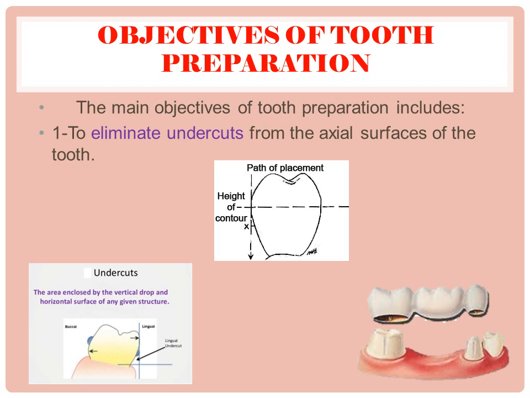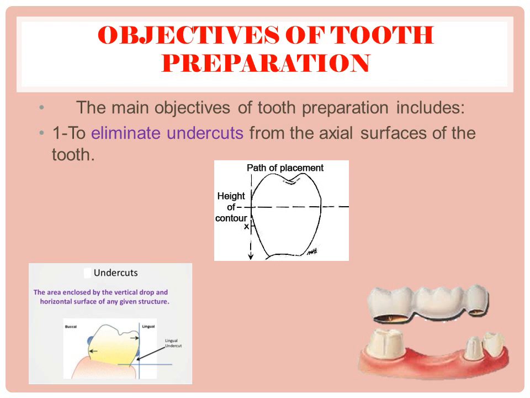The objectives of tooth preparation are very important, and I emphasize them at the beginning of every lecture each year: why do I do tooth preparation? The first point is to eliminate undercut. What is meant by undercut? The undercut is the area located cervical to the height of contour of the tooth. This is the area enclosed by the vertical drop and horizontal surface of any given structure.